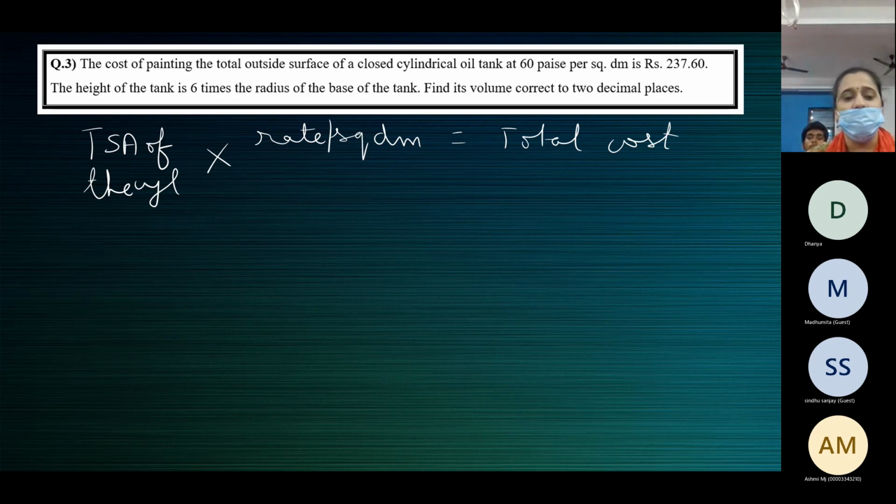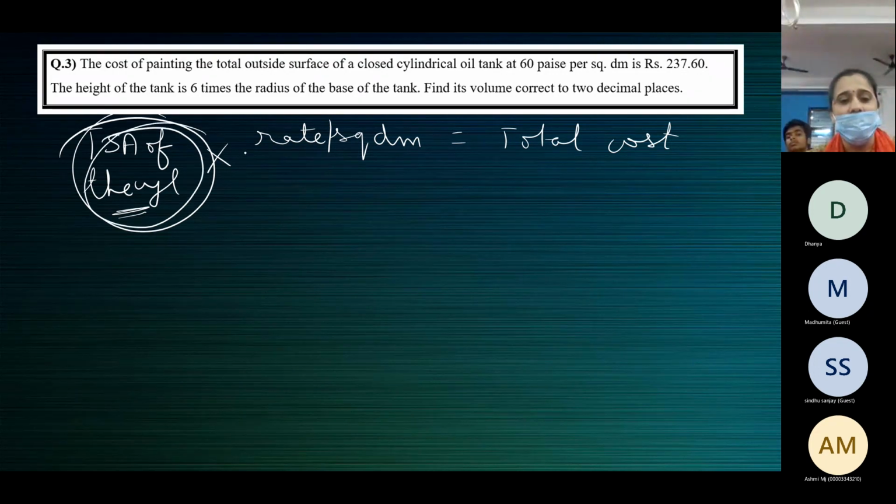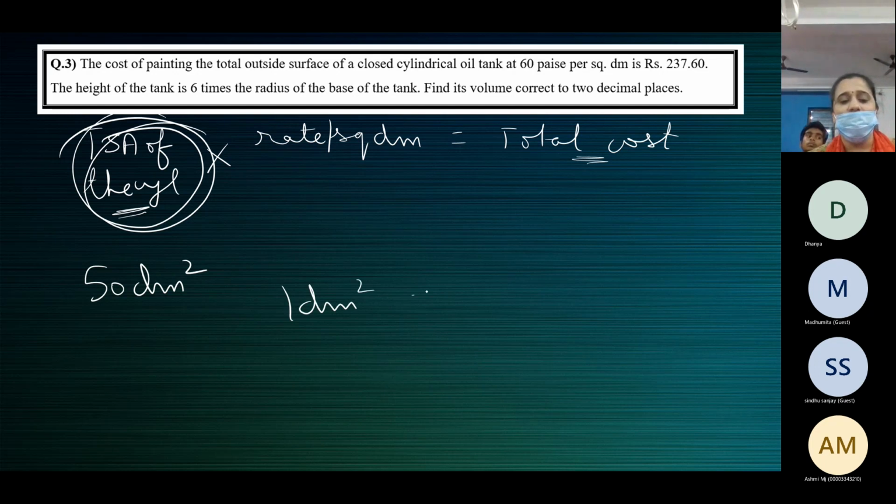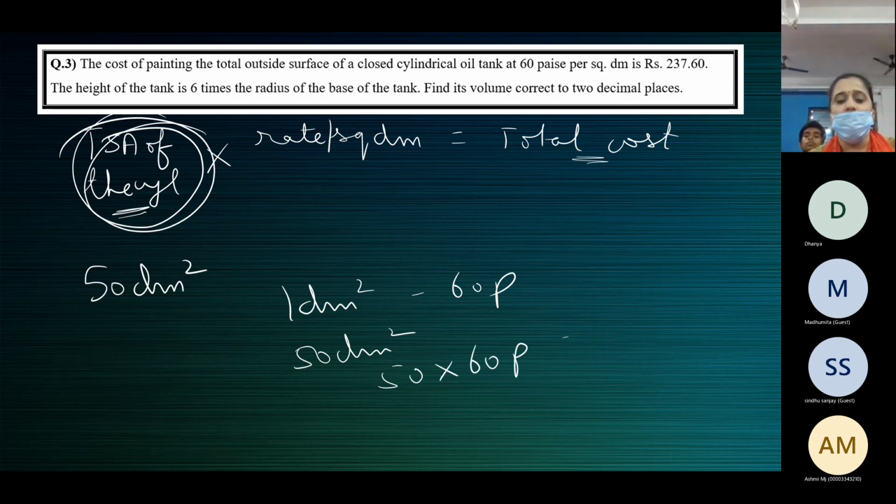For 1 square decimeter, 60 paise. So the total surface area of the cylinder, this much area you're painting, into the rate will be your total cost. Just imagine your tank has an area of 50 decimeter square. For 1 decimeter square, it is 60 paise, so for 50 decimeter square, it will be 50 into 60 paise. That will be your total cost.